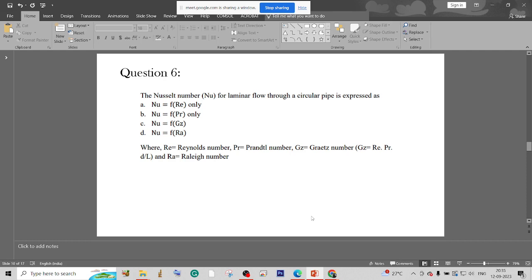So the option will be C, Graetz number, because obviously the Nusselt's number is not only a function of Reynolds number, and it is also not only a function of Prandtl number. It is a function of Reynolds number into Prandtl number both, Reynolds number power something or Prandtl number power something. So it will be option C. Now let us proceed to question number 7.